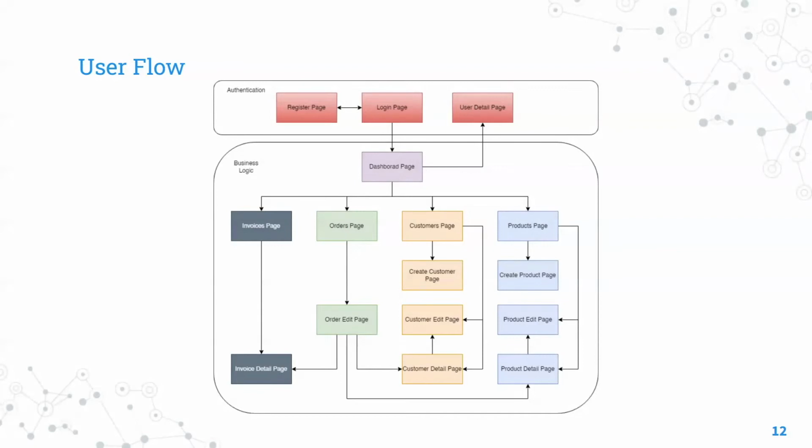The hierarchy of our website is shown here. After login, the user will be directed to the dashboard page and granted access to all pages. We have four data models for business usage: customer, product, order, and invoice. Customer and product have corresponding create, view, and edit pages, but order has one edit page and invoice has a detail page only.